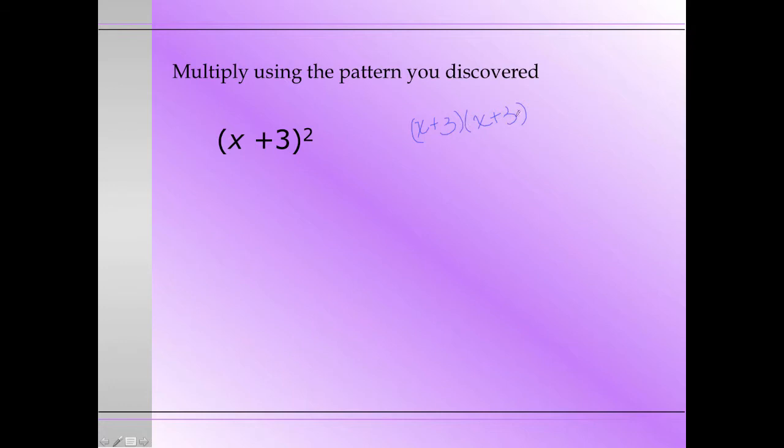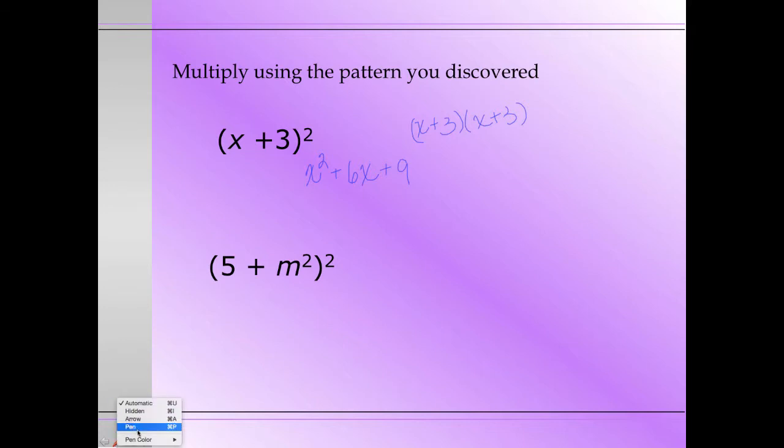So I could just set up my box method or use FOIL to find the product, but I've got this shortcut now. I know that I'm going to square that first term. I'm going to take the product of these two terms, 3x, and double it. So I'm adding 6x, and then I'm taking the square of the final term, or 9. So x plus 3 squared is x squared plus 6x plus 9. Again, if you would prefer to write it out, do the box method or FOIL, I am totally okay with that.